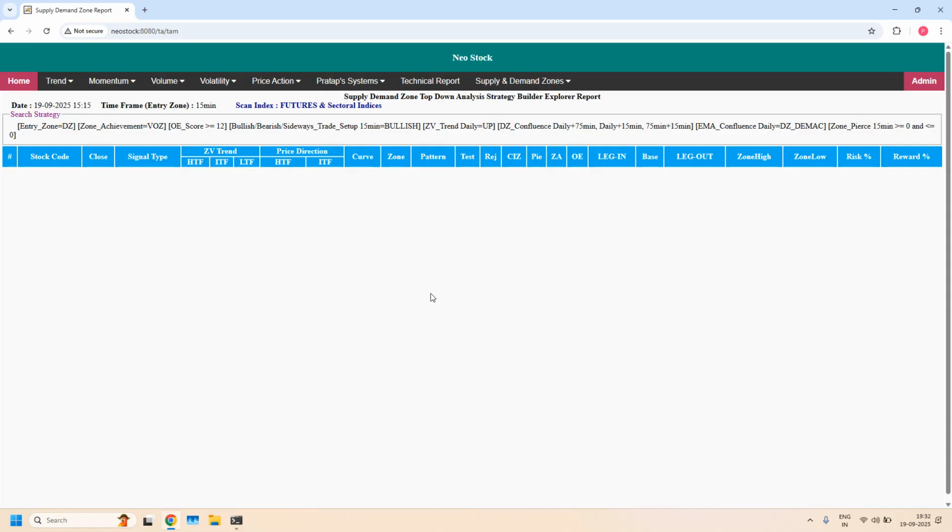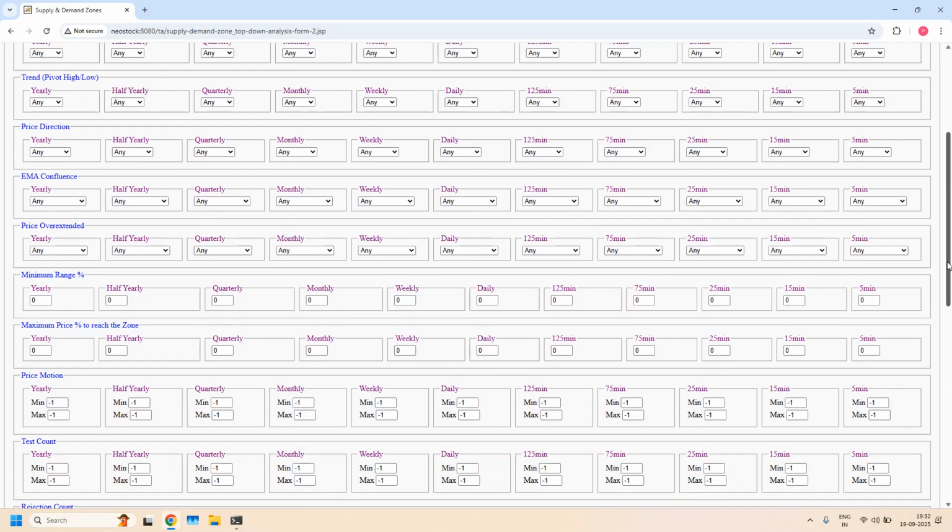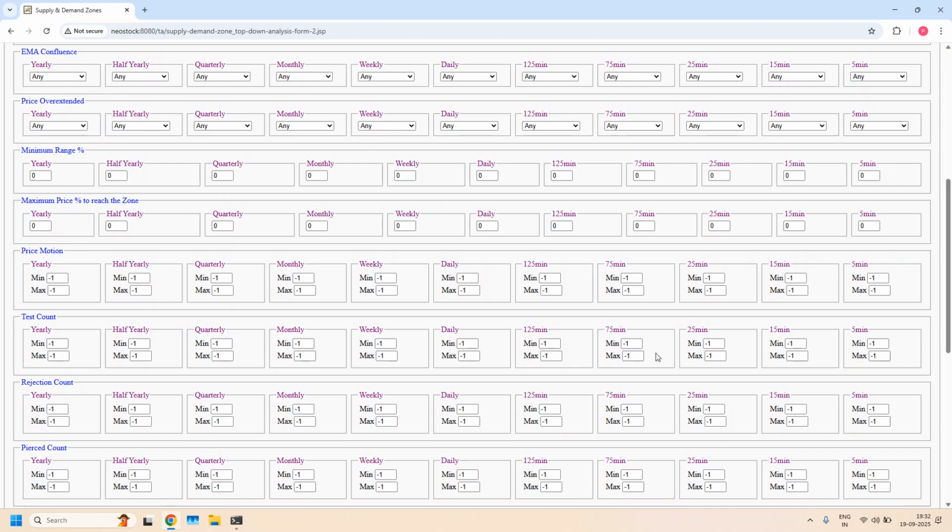Okay, next let us look into bearish trade setups for daily income trades. Entry time frame 15 minutes, entry zone supply zone, bullish or bearish. At 15 minutes I am selecting bearish. Zone achievement: violated opposing zone. Minimum odd enhanced score should be 12. Also the 15 minute supply zone should not be pierced. So in the pierced count parameter, at the 15 minutes time frame, I am setting minimum value 0 and maximum value 0.